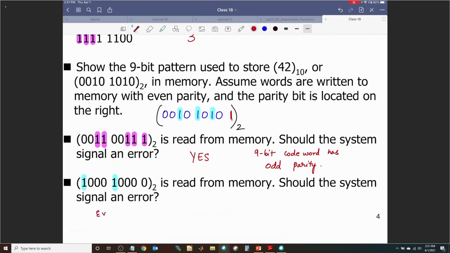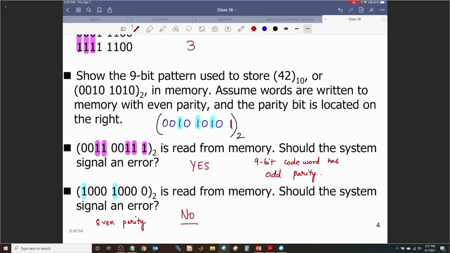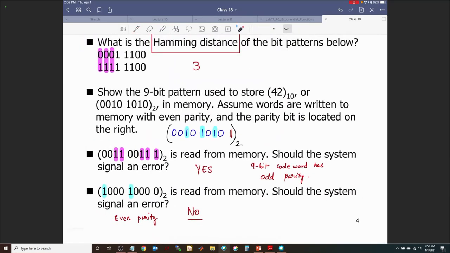So if it is even parity, then the system is not going to signal an error, but we know that some error has obviously happened, right? Because our code word was 0, 0, 1, 0, 1, 0, 1, 0, 1. We are not reading that, we are reading something else, right? So we know that some error has happened, but the system is not going to signal that because it is still an even parity code.